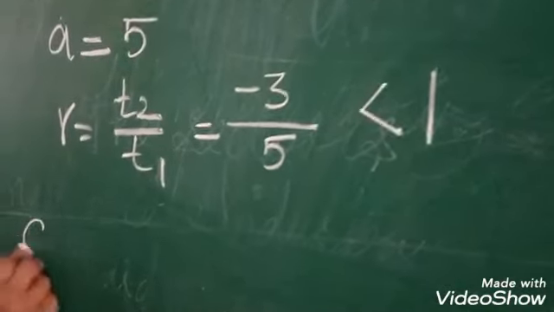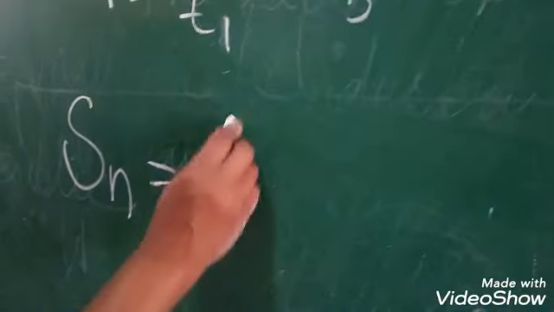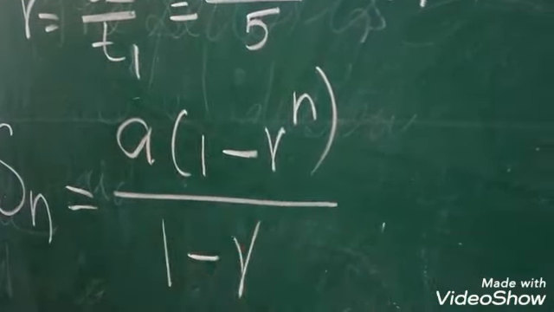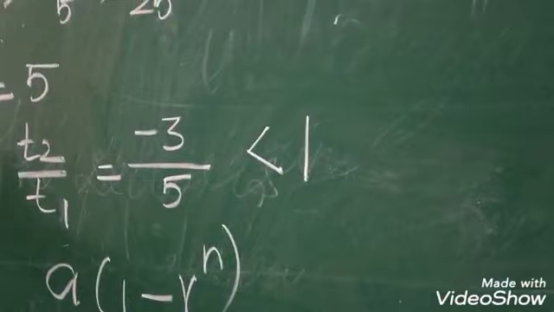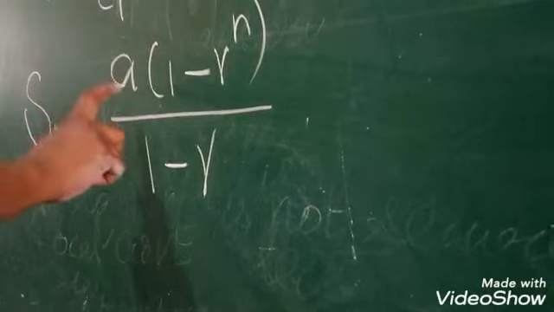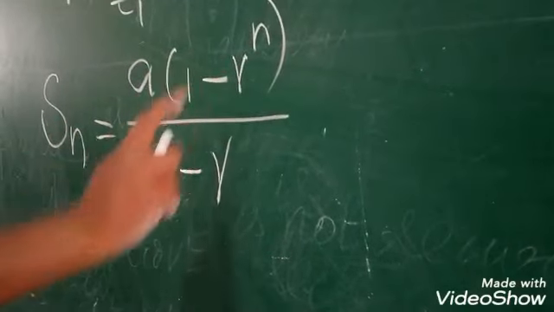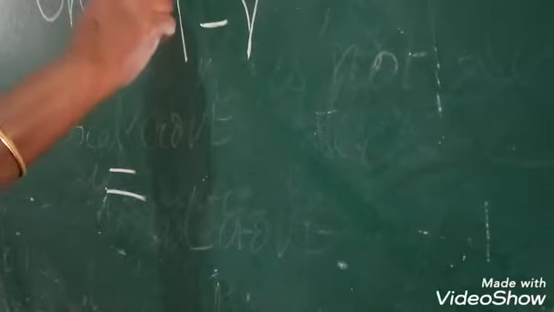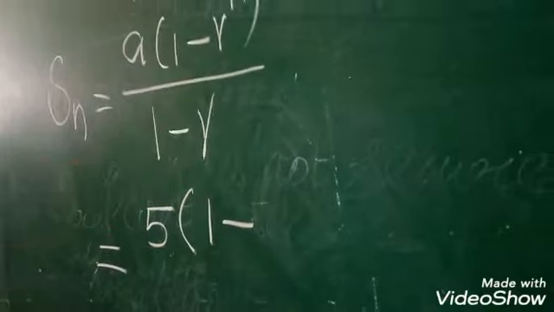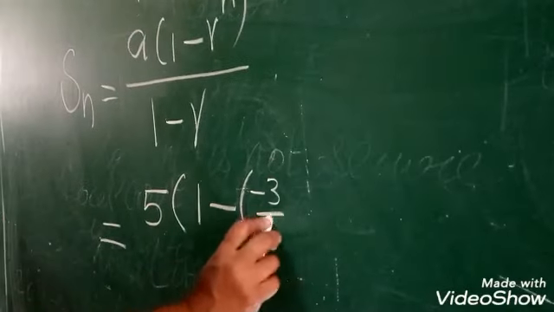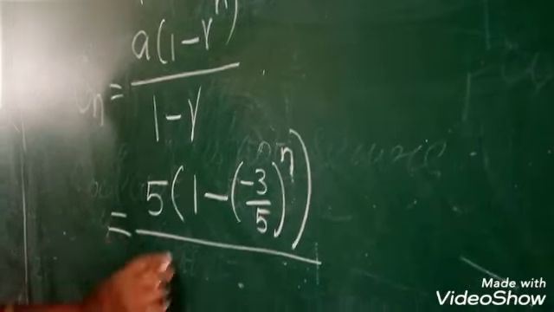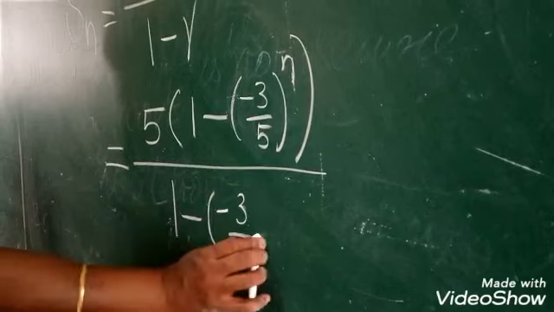What formula do we have to use? Less than 1 means Sn equal to A into 1 minus R power n divided by 1 minus R. Here they didn't mention n, so keep it as n. Now we use this formula. What is the value of A? 5. What is the value of R? Minus 3 by 5, power n, then divided by 1 minus of minus 3 by 5.